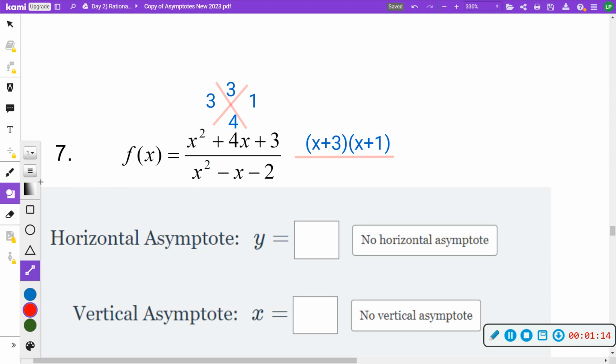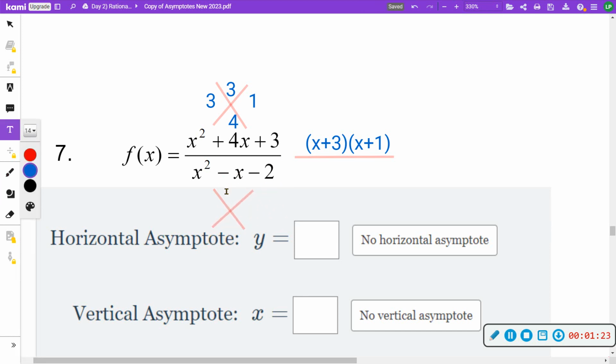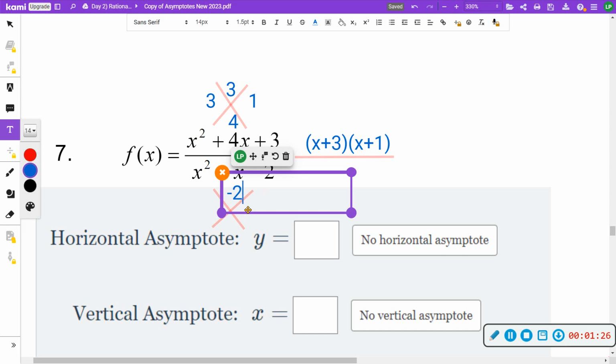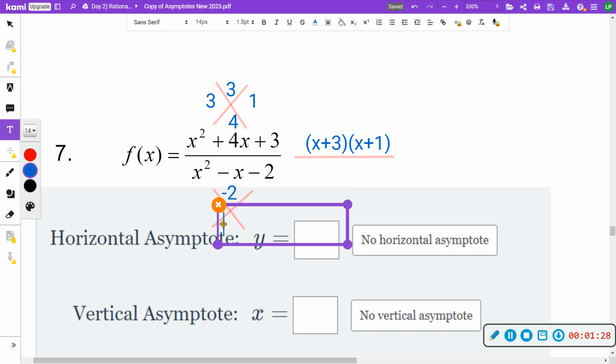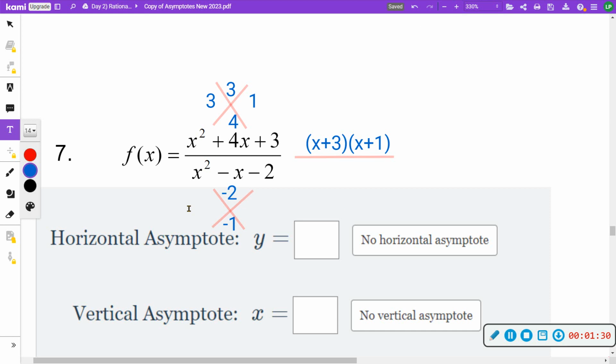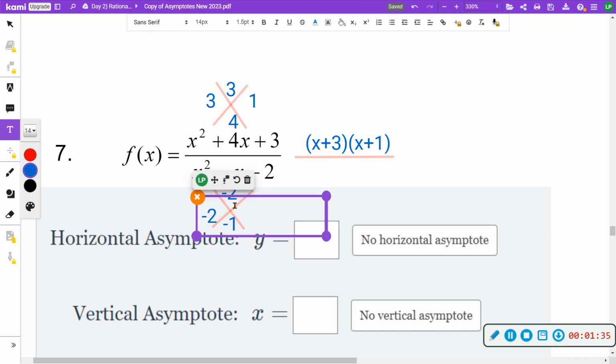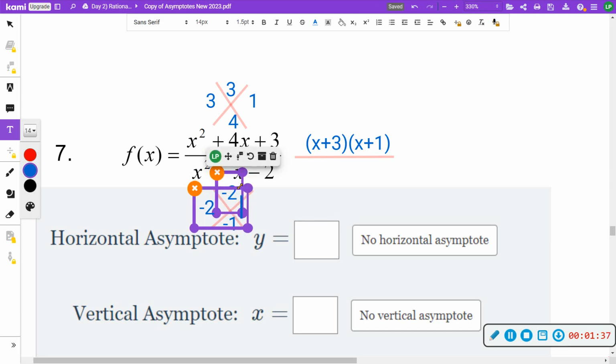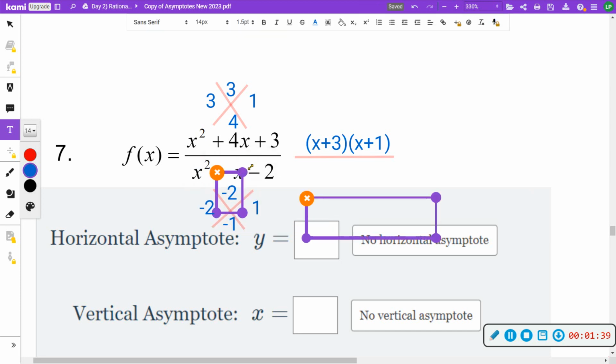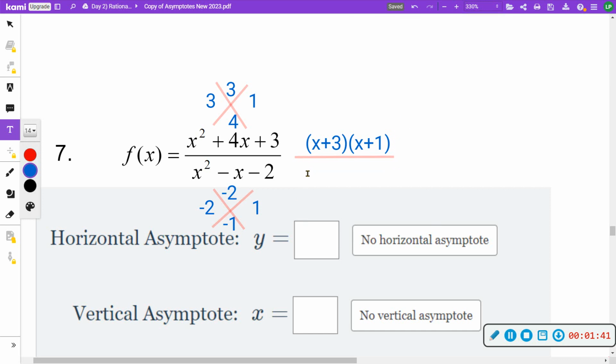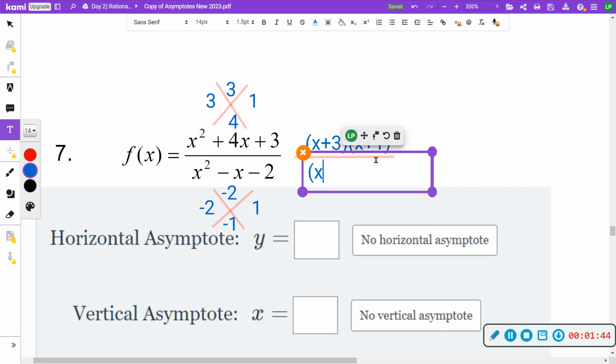Let's see what this factors into. Same process. What multiplies to negative 2 but adds to negative 1? What multiplies to negative 2 and adds to negative 1 would be negative 2 and 1. And so this part here factors into x minus 2, x plus 1.